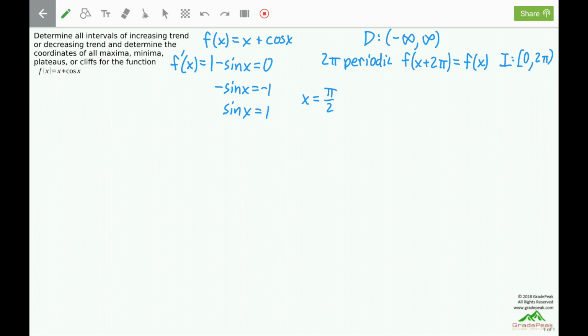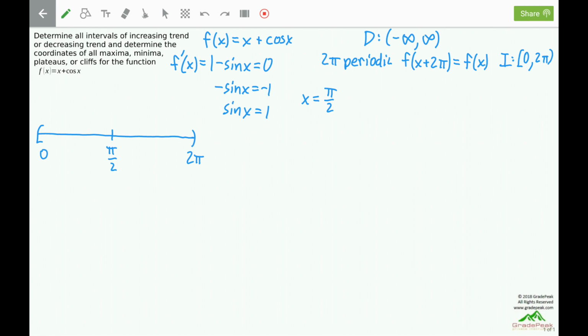We can now draw a unit circle interval line, a line representing the unit circle interval. It starts from 0. It includes 0, so square bracket on 0. Up to 2 pi, it does not include 2 pi, round bracket. We can put pi over 2 on here, which splits the unit circle interval up into 2 separate intervals.